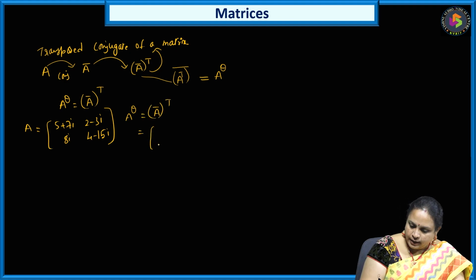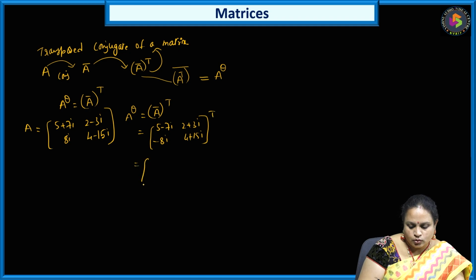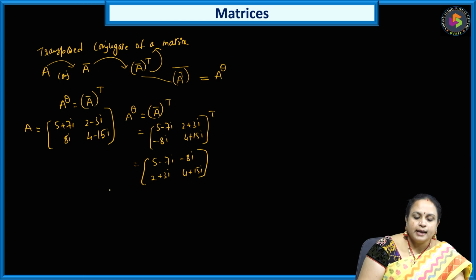So, first find A bar, that is 5 minus 7i, 2 plus 3i, minus 8i, 4 plus 15i. And find the transpose of this. So, that will be 5 minus 7i, 2 plus 3i, minus 8i, 4 plus 15i. So, this is called A power theta or the transposed conjugate of a matrix.